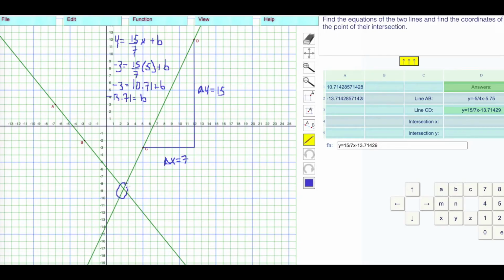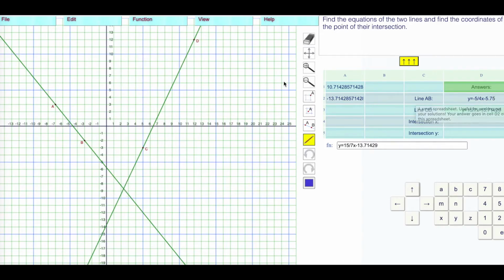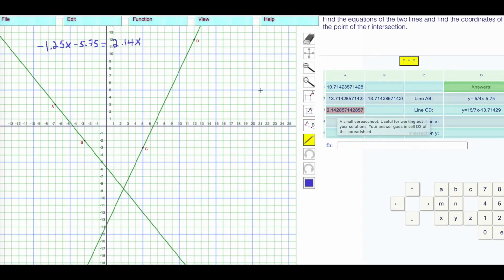The point of intersection is not an integer, so I'm going to have to use algebra again to figure out what the x and y values are. I'm just going to use the decimal versions of these. I have negative 5 over 4, which is negative 1.25, x minus 5.75 is equal to 15 over 7, which is 2.14285. It goes on forever, so I'm just going to write 2.14 to remind me to use this value, x minus 13.71.